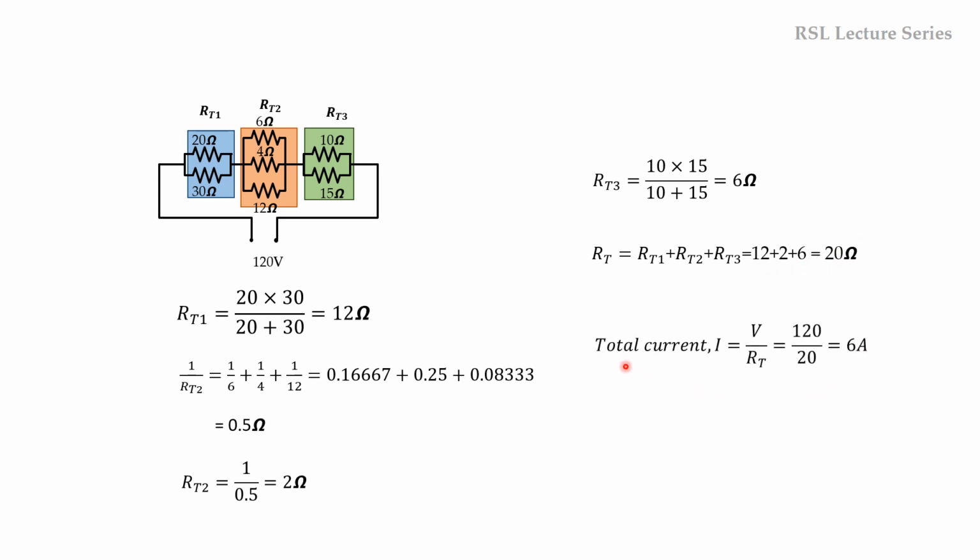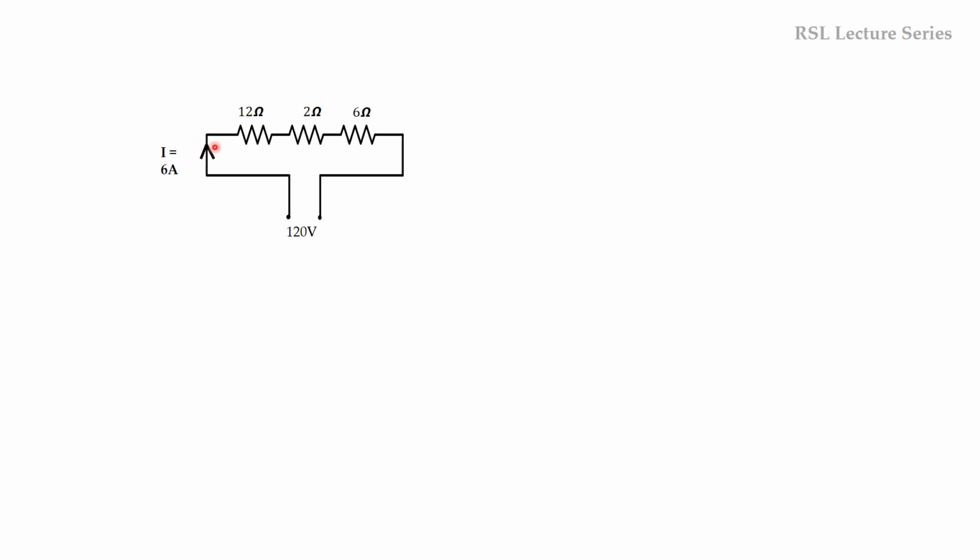Now we can find out the total current. Total current I is equal to total voltage divided by total resistance, 120 divided by 20, that is equal to 6 ampere. So now we know the total resistance value, and we also know the total current. Now we have to find out through which value of resistor 1 ampere current is flowing. We can redraw this like this: 12 ohms, 2 ohms and 6 ohms. So this is RT1, RT2 and RT3.